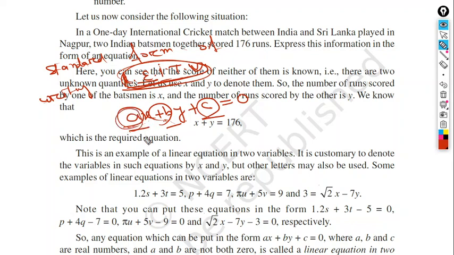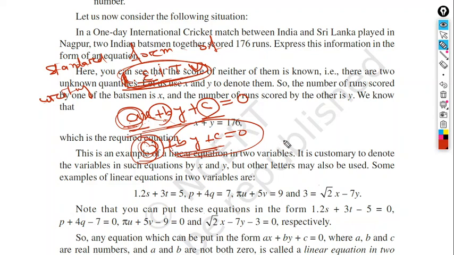If a becomes 0, suppose ax plus by plus c is there, and the value of a becomes 0, then 0 into x will be 0, plus by plus c equal to 0. Now what happens? Here it is 0. That means this equation has only one variable, that is y. Because x into a is 0, it has become 0. So we can't say it is a linear equation with two variables. We can say it is a linear equation with one variable.